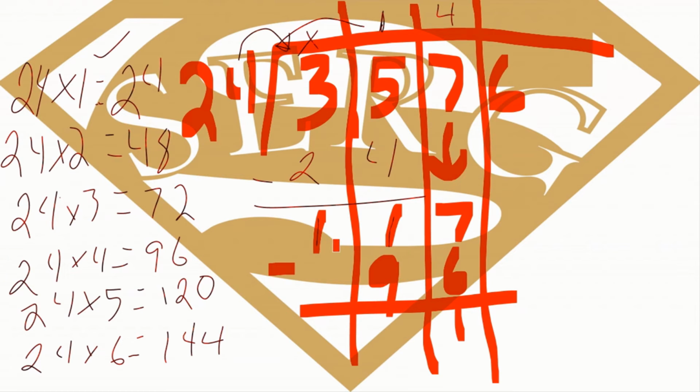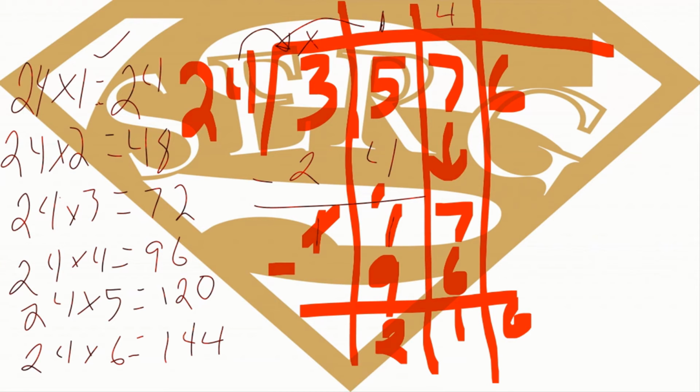1 minus 9, we can't do that. We have to regroup. So 11 minus 9 is what? It's 2, right? So 24 cannot go into 21, so we have to bring down the 6.